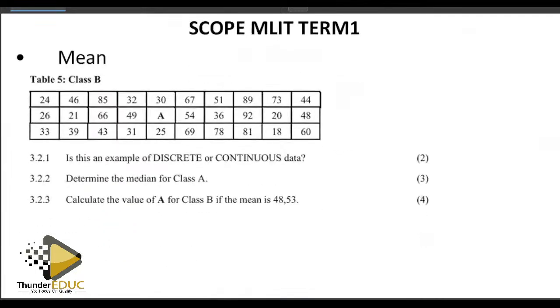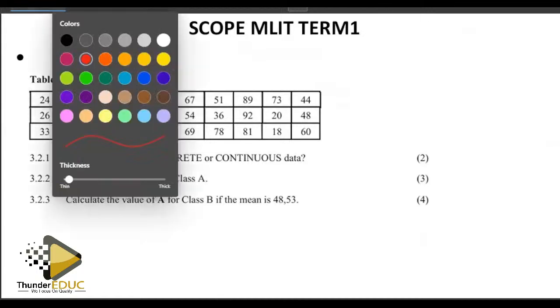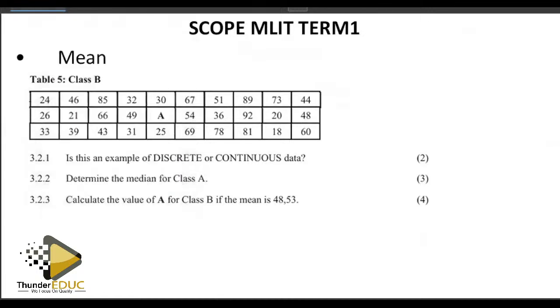Okay, let's round up and we see mean. We know mean as mean. We shall add all the values and we divide it by the total number of numbers that we've added. Add all the values and we divide by that.